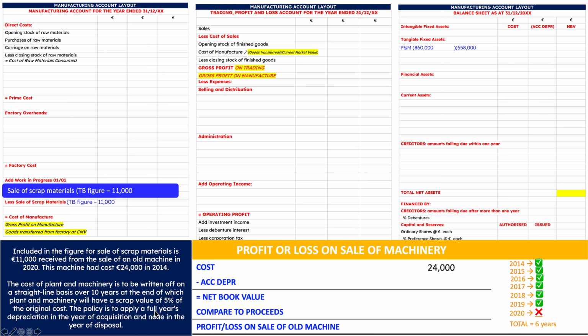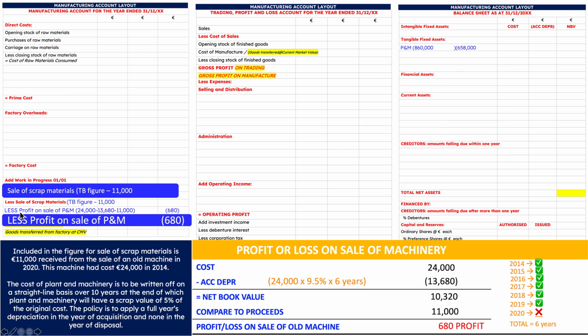So that means then that we have to do a total of 6 years. So 24,000 by 9.5% by 6 years is 13,680 accumulated depreciation there. So the net book value at the time of sale was 10,320 and we got 11,000 for it. So that's kind of good news there. So we have a profit of €680, which we will put down here beside the sale of scrap materials.